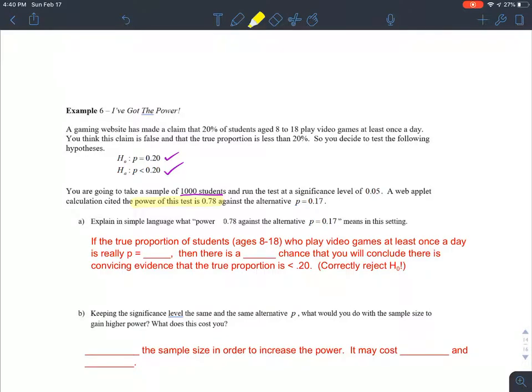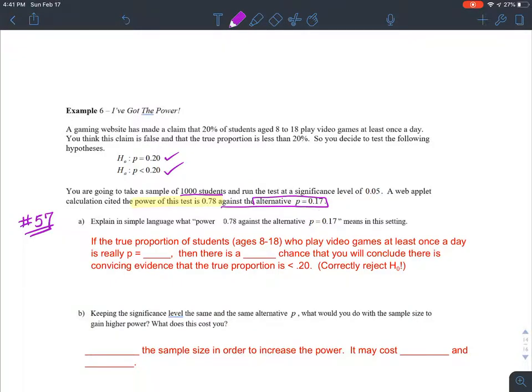It's the probability of not making a type 2 error. Okay? And it cites the power of this test against an alternative p. This would be an alternative if the true proportion was really 0.17. Okay? It says explain in simple language what the power 0.78 against the alternative p-value of 0.17 means in this setting. Okay, by the way, this example right here is really similar to what problem 57 on your homework is asking.